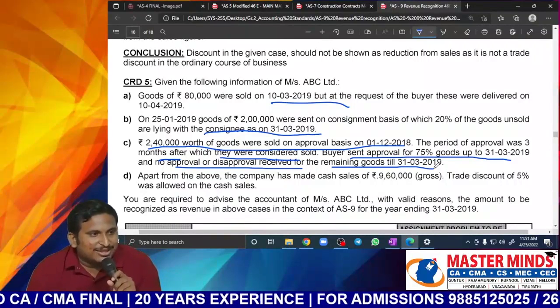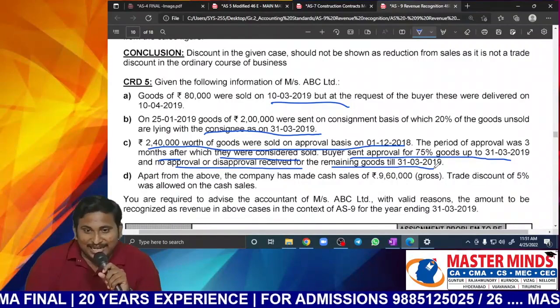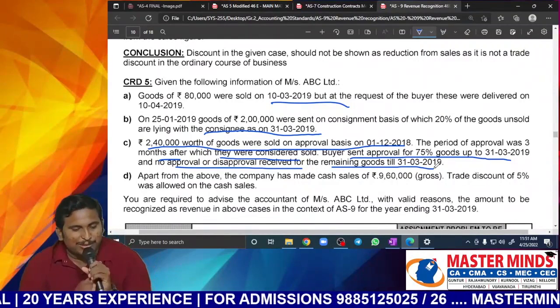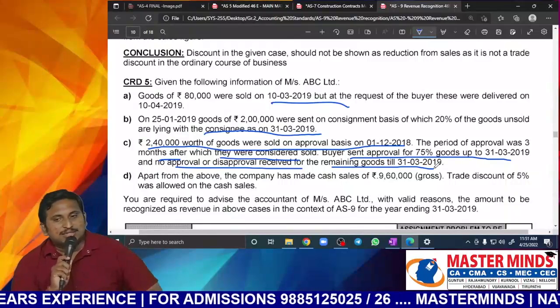75% means how much, sir? 1,80,000. For 1,80,000 definitely we should recognize. What about the balance 25%? 60,000.